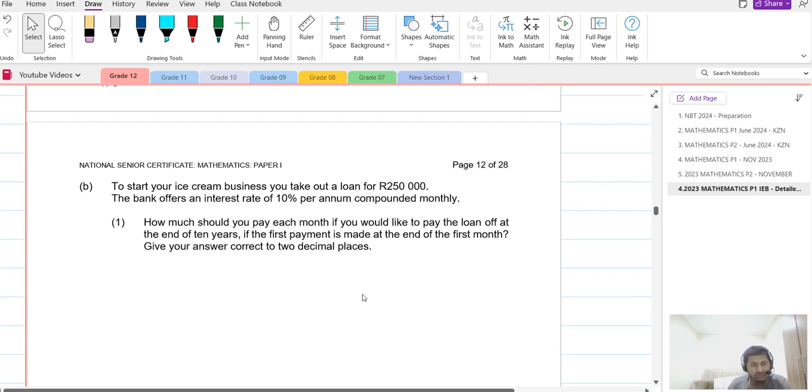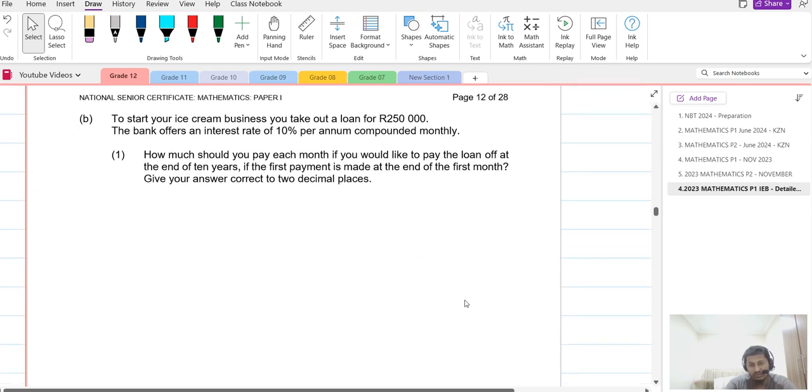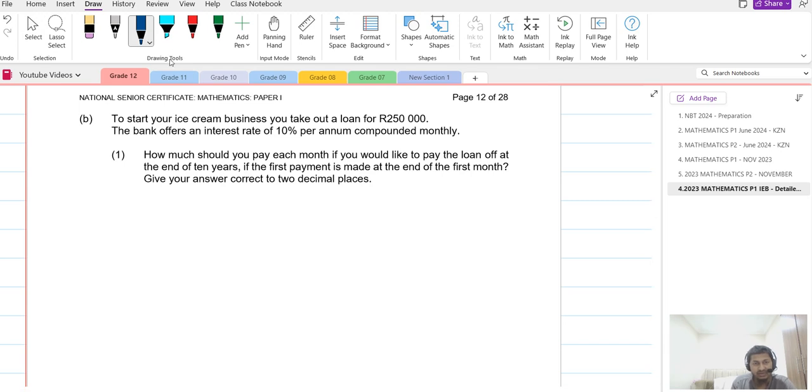To start your ice cream business, you take out a loan of 250,000. The bank offers an interest rate of 10% per annum compounded monthly. Right, so we know what's happening here. We got a loan series. How much should you pay each month if you'd like to pay the loan off at the end of 10 years? So 10 years is 120 months.